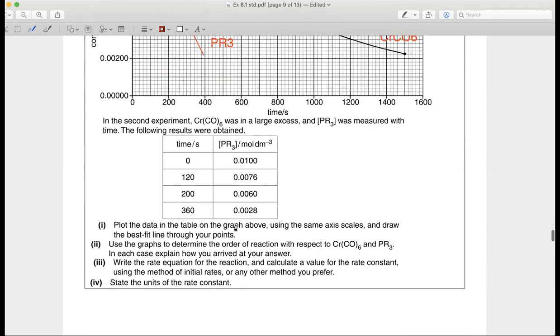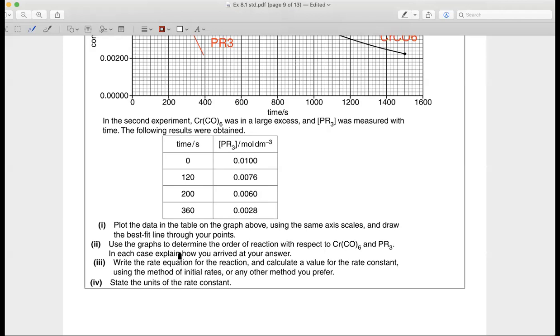So first plot the data using the same axis, scale, and draw the best fit line. Now, when they say best fit line, it doesn't mean that it's a straight line, okay? Line can mean straight or curve. So this is one of the common mistakes made in your previous work for question 4, 9, and 10. It was actually a curve, but you drew it as a line, okay? So best fit line does not necessarily mean a straight line. A curve is also a line, okay?